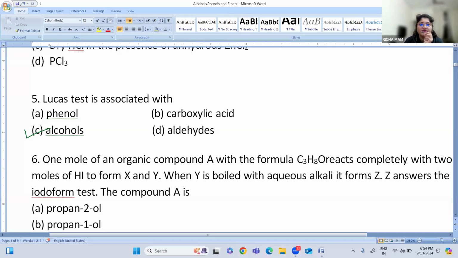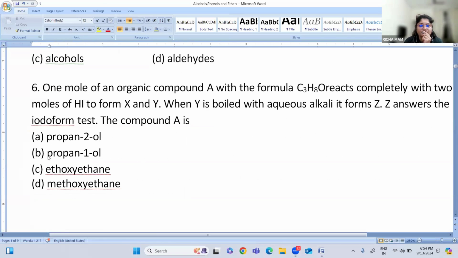So option number C is the answer. I hope your doubts are clear. So what is Lucas test? It is a distinguishing test between primary, secondary and tertiary alcohol. Okay, let us go for the next one.